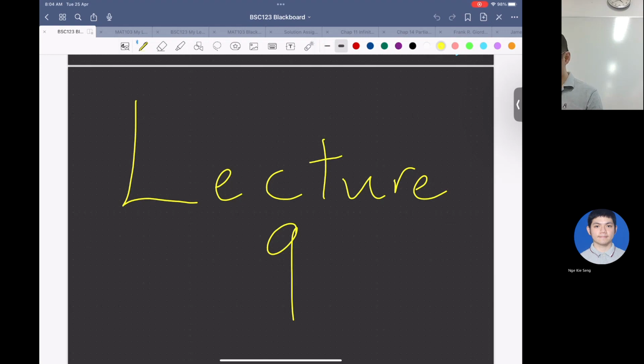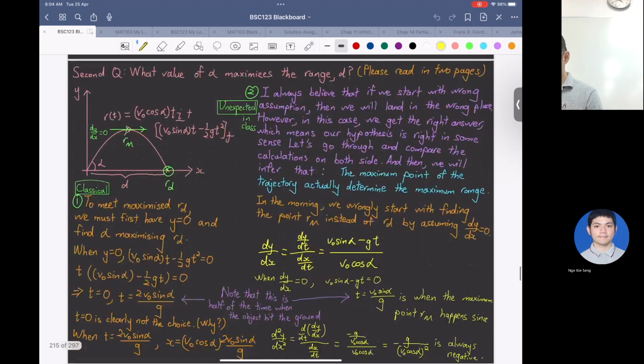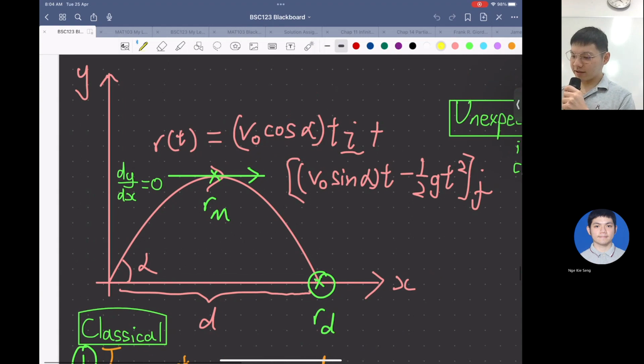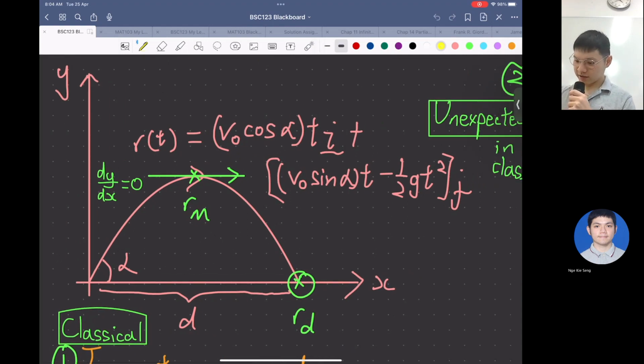As was promised last time, I fixed the solution to the projectile motion. Where should I start? Have you guys read about it? Not yet. Some of you read. Okay, maybe I'll just say briefly about it, let you read it and then you can come back to me.